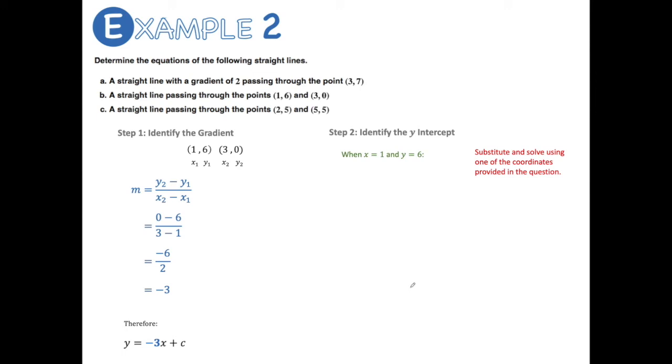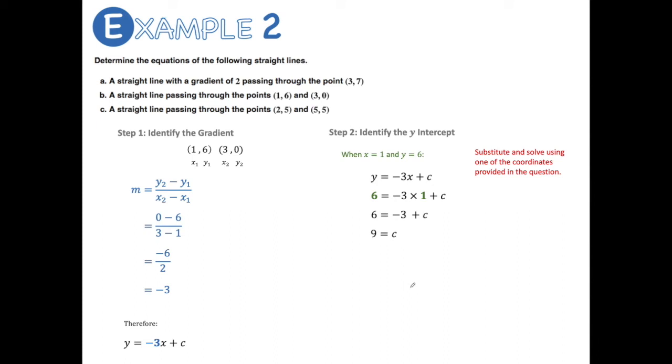So therefore, when x is equal to 1 and y is equal to 6, I can work out what c is going to equal. So substituting it into the equation, 6 is going to equal negative 3 times 1 plus c. So 6 is equal to negative 3 plus c. Adding 3 onto both sides, c is equal to 9. So my y-intercept for this equation is going to be equal to 9.